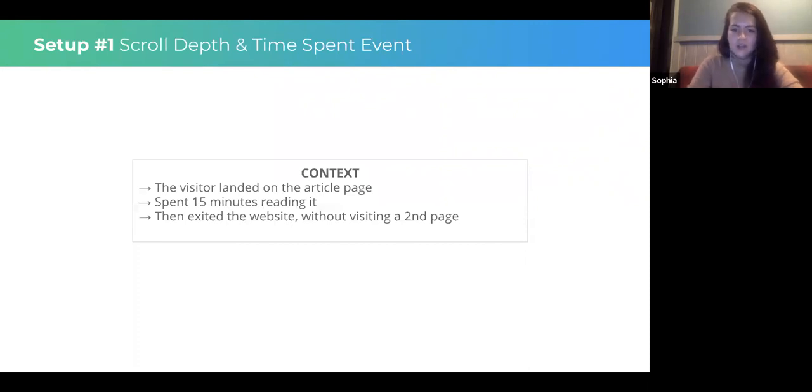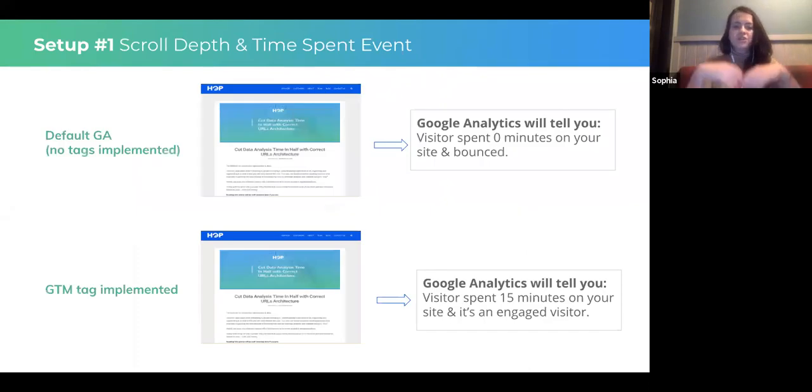So a visitor lands on an article page, spends 15 minutes reading it, then exits the website without visiting a second page. Google Analytics registers the data differently depending on whether there's a tag implemented or not. By default, if nothing is implemented, for this specific behavior, somebody that came on one page, spent 15 minutes there but didn't go to the second page, Google Analytics is going to tell you that the visitor spent 0 minutes on the website and bounced.